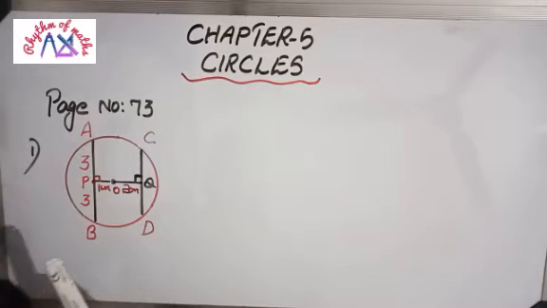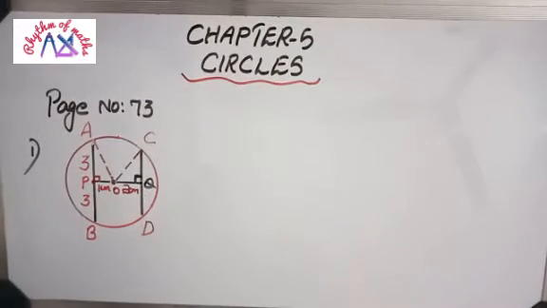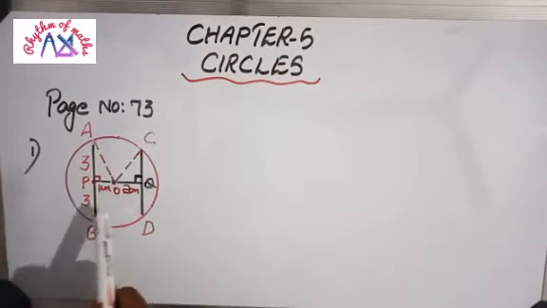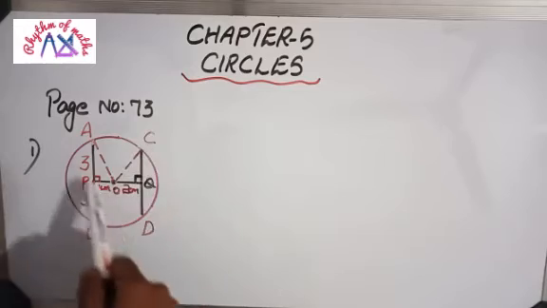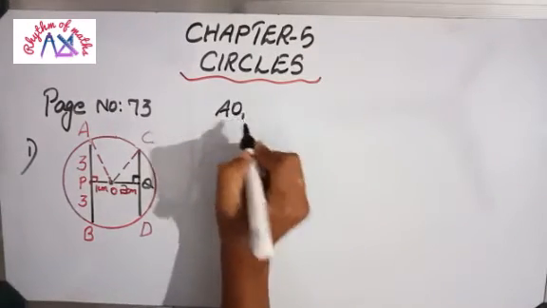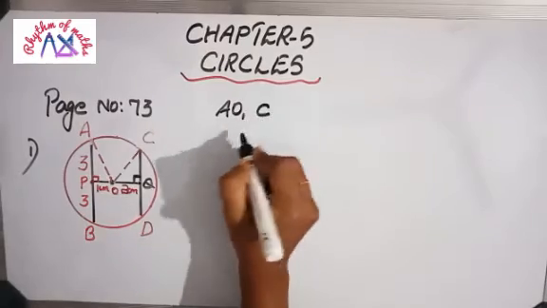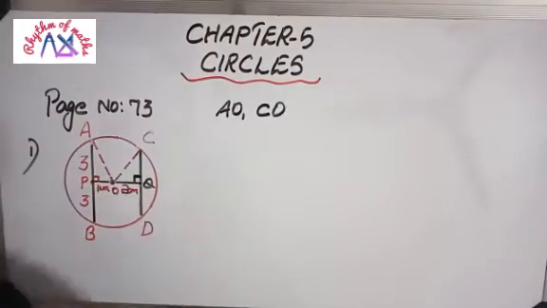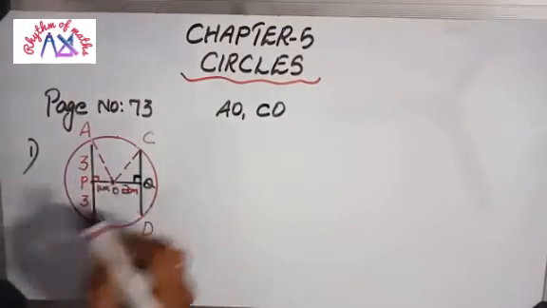So first of all we have to draw the radius, to both the chords. Let's draw the radius to the chord AB and to the chord CD, here AO and CO. These two are radius. Now we got two right triangles.